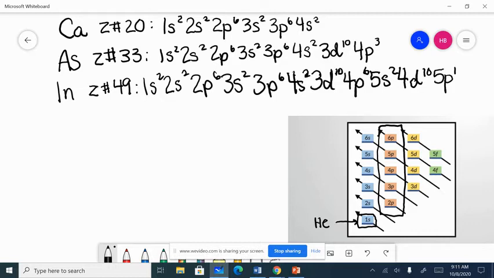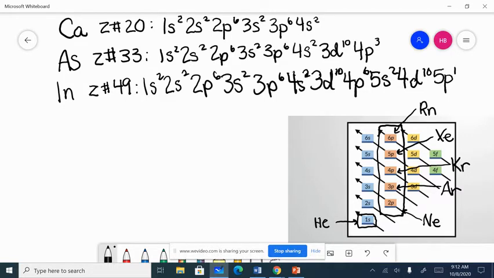At the end of 2p is neon. At the end of 3p is argon. At the end of 4p is krypton. At the end of 5p is xenon. And at the end of 6p is radon. Those are the only possibilities for cores.